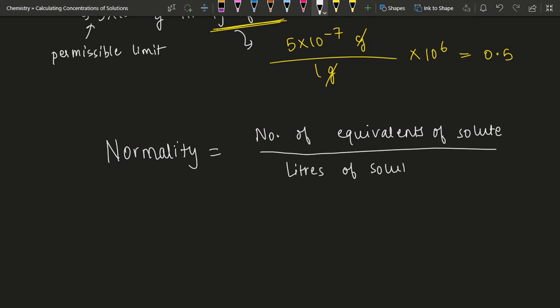The number of equivalents is a rather big term, and there are a lot of ways to calculate it. Normality is a very useful unit for performing titration reactions and other things in laboratory chemistry, and it is still used. However, the concept of equivalence deserves some separate videos of its own, and normality will be considered as a part of that series on the concept of equivalence.